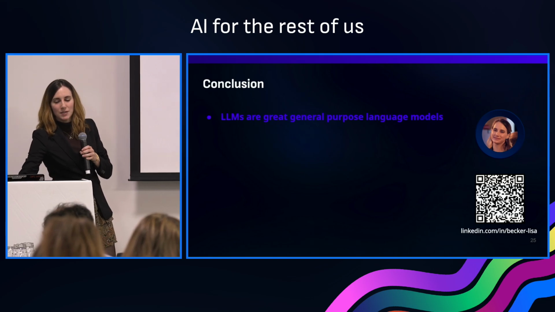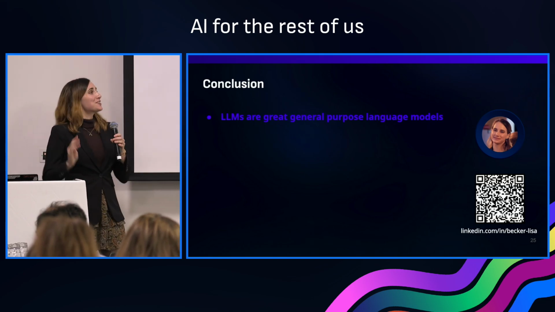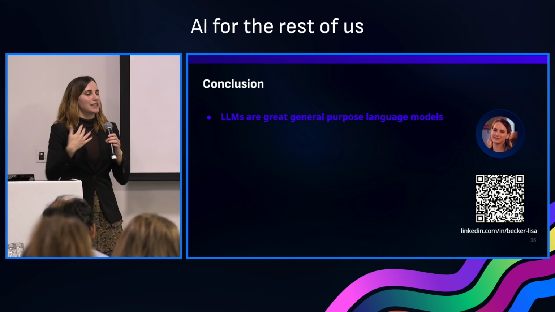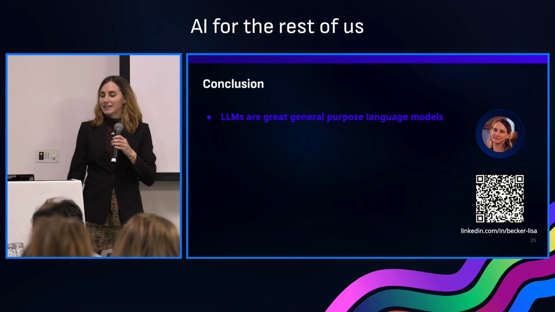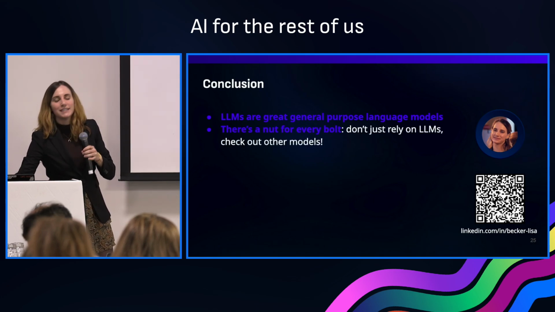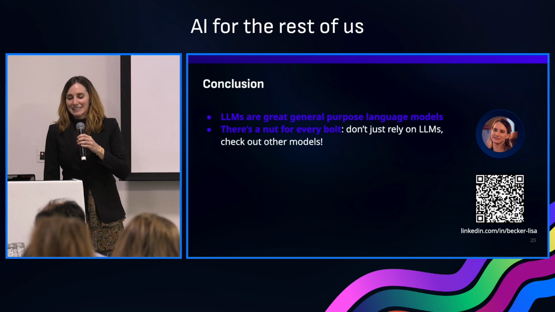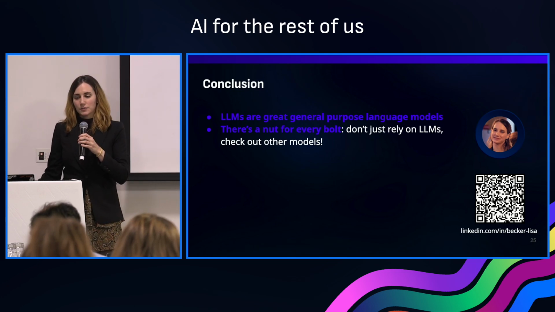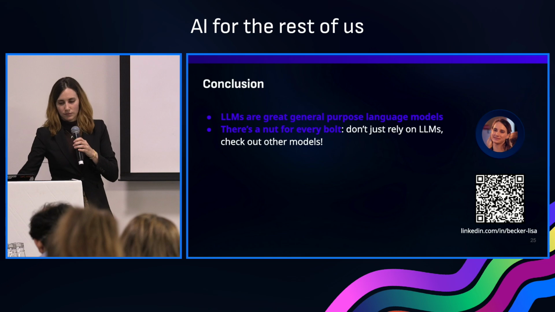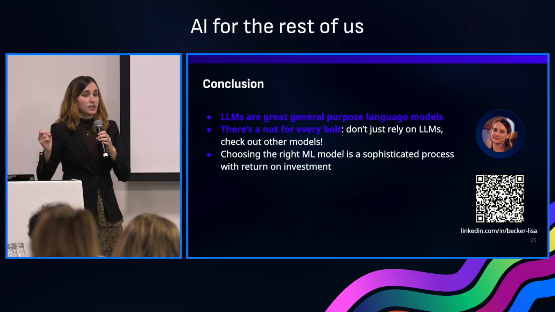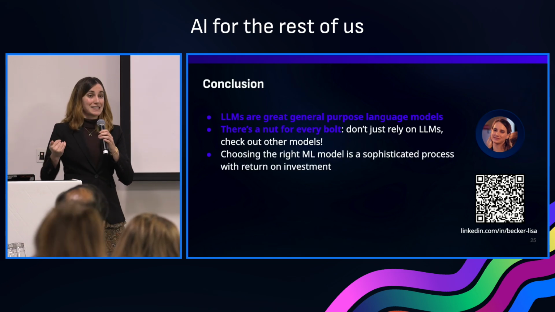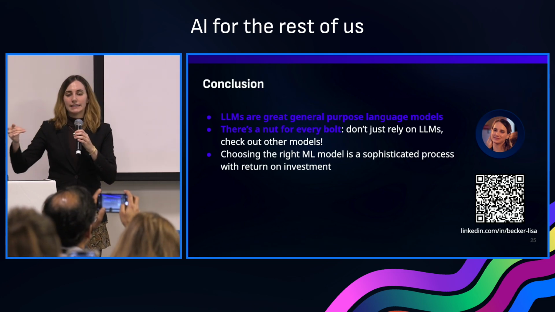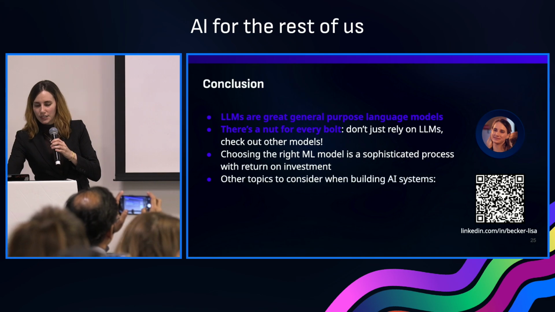All right, to recap, LLMs are great. I love them. They are great general purpose language models, right? They're trained to understand us and to, well, parrot back at us. But there is a nut for every bolt. And so the key takeaway here is please do not just rely on LLMs, check out other models too. And choosing the right machine learning model is a very sophisticated process, and it depends on many factors and how much time and effort you're putting into this.